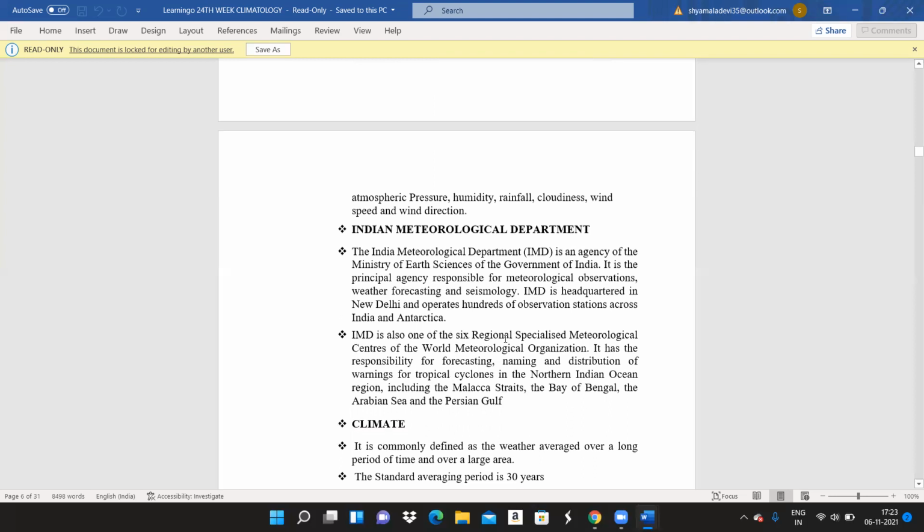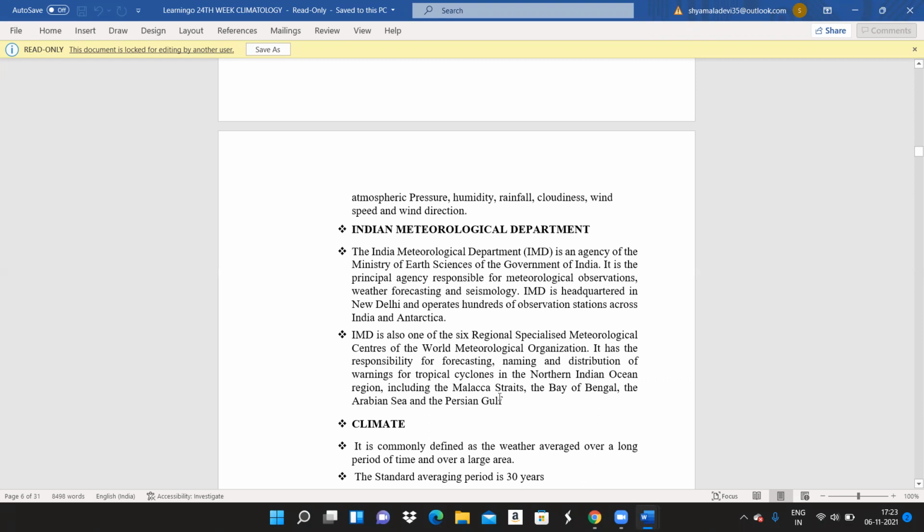It is also one of the 6 regional specialized meteorological centers of the World Meteorological Organization. It is one of the regional ones. It has the responsibility for forecasting, naming, and distribution of warnings for tropical cyclones in the northern Indian Ocean region, including the Malacca Straits, the Bay of Bengal, the Arabian Sea, and the Persian Gulf.